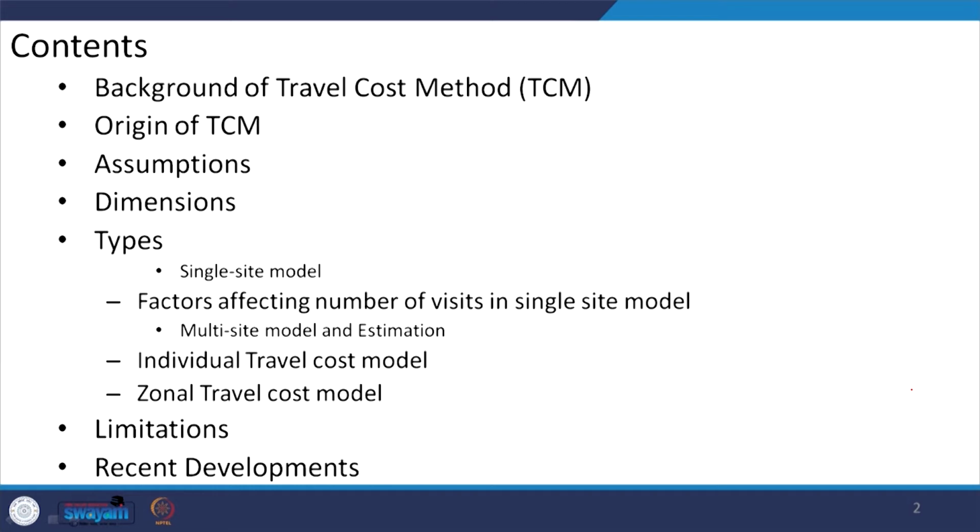Under the types, we will be discussing what is the single site model under the travel cost method, what is the multiple site model, how we are going to estimate and model it, and also what is the individual travel cost method and what is the zonal travel cost method. Based on the understanding of these typologies, we will be discussing the broad limitations of this method, along with the recent developments in this method.